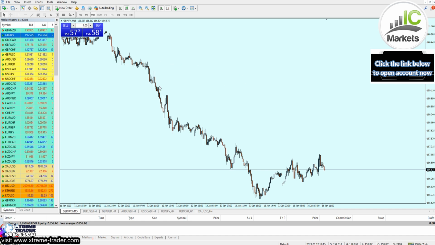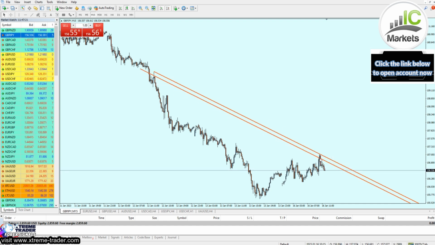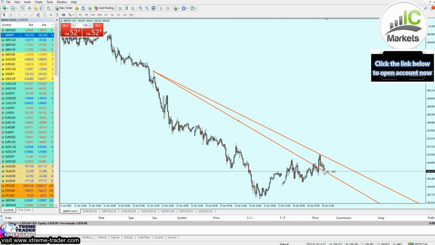Let's try to find some decent setups, and of course I will do the same as I did before in that trend lines video. I'm going to draw a trend line from this lower high to this lower low, and then I will simply clone the same resistance trend line, and you can see right there that we have a resistance trend line which has been broken out from, and right now the market is retesting the broken level of a resistance trend line.